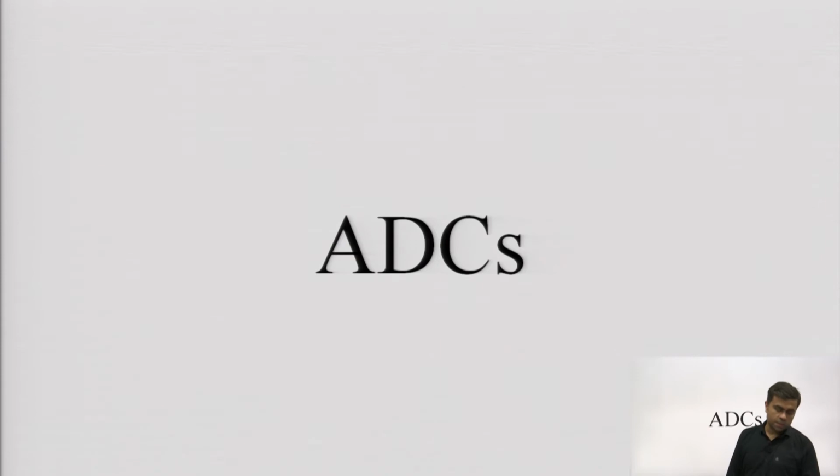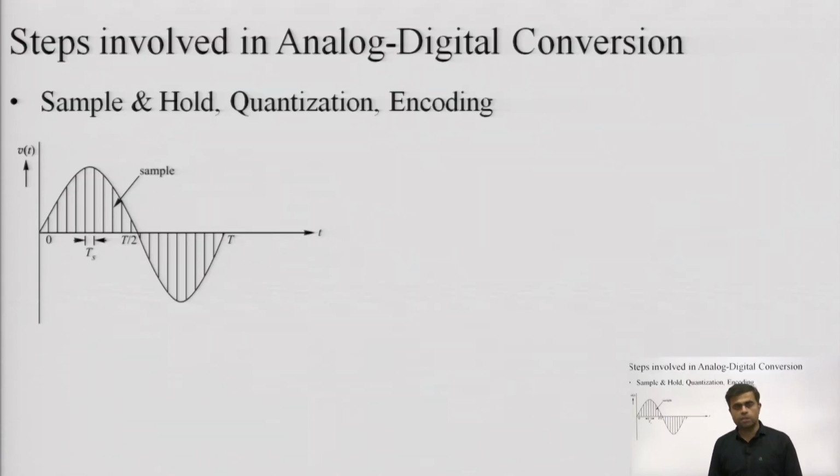Now let's proceed towards the ADCs. So A to D converters, as the name suggests, have analog input and digital output. What are the basic steps involved in analog to digital conversion? These are the 3 steps. First step is sample and hold, second step is quantization, and third step is encoding.